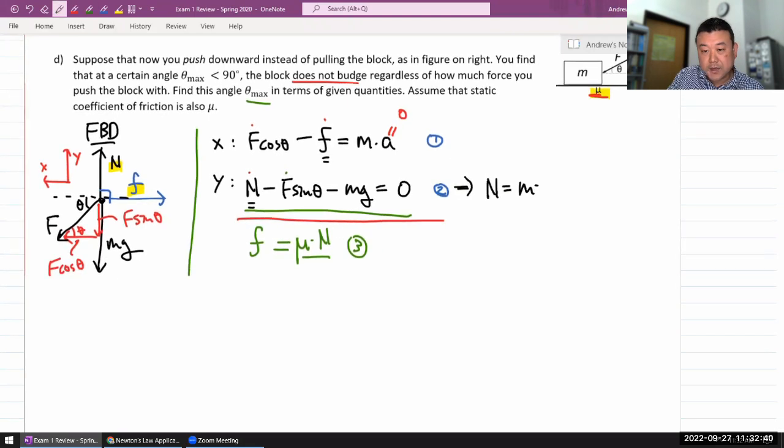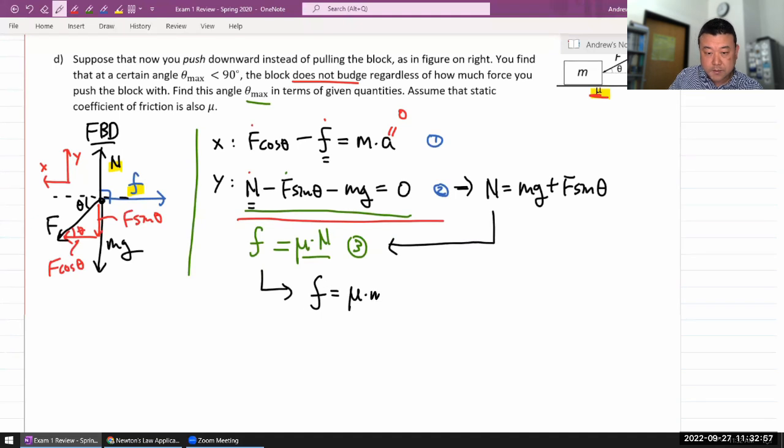N is equal to mg plus F sine theta, and I can plug it in here. It's the only equation with the normal force in it. Then I get friction force is equal to mu times those, so mg plus mu times F sine theta. And I can plug that in there to eliminate force F.